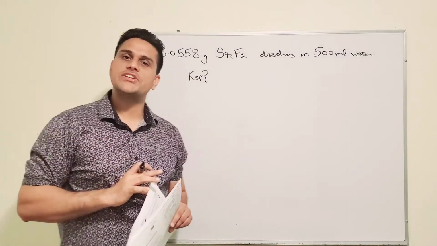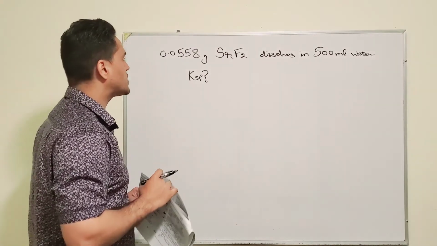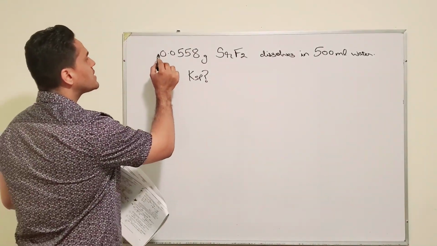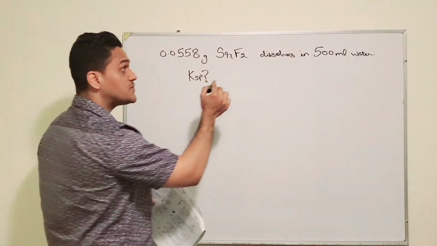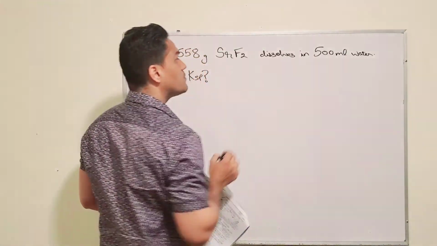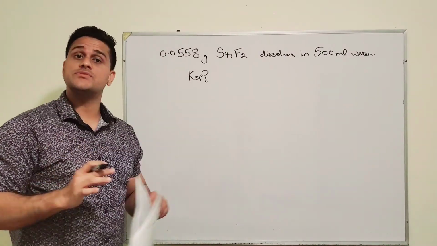Hi everyone, this is Jagjit and we're going to be going over KSP questions. So in this question, they tell us that 0.0558 grams of SrF2 dissolves in 500 ml of water, and they're asking us to find the KSP.